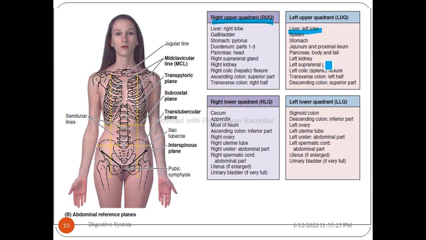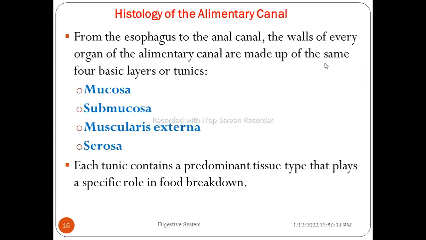Whereas in the left lower quadrant are the sigmoid colon, inferior part of descending colon, left ovary, left uterine tube, abdominal part of left ureter, abdominal part of left spermatic cord, and uterus and urinary bladder, which are found within the lower quadrants.